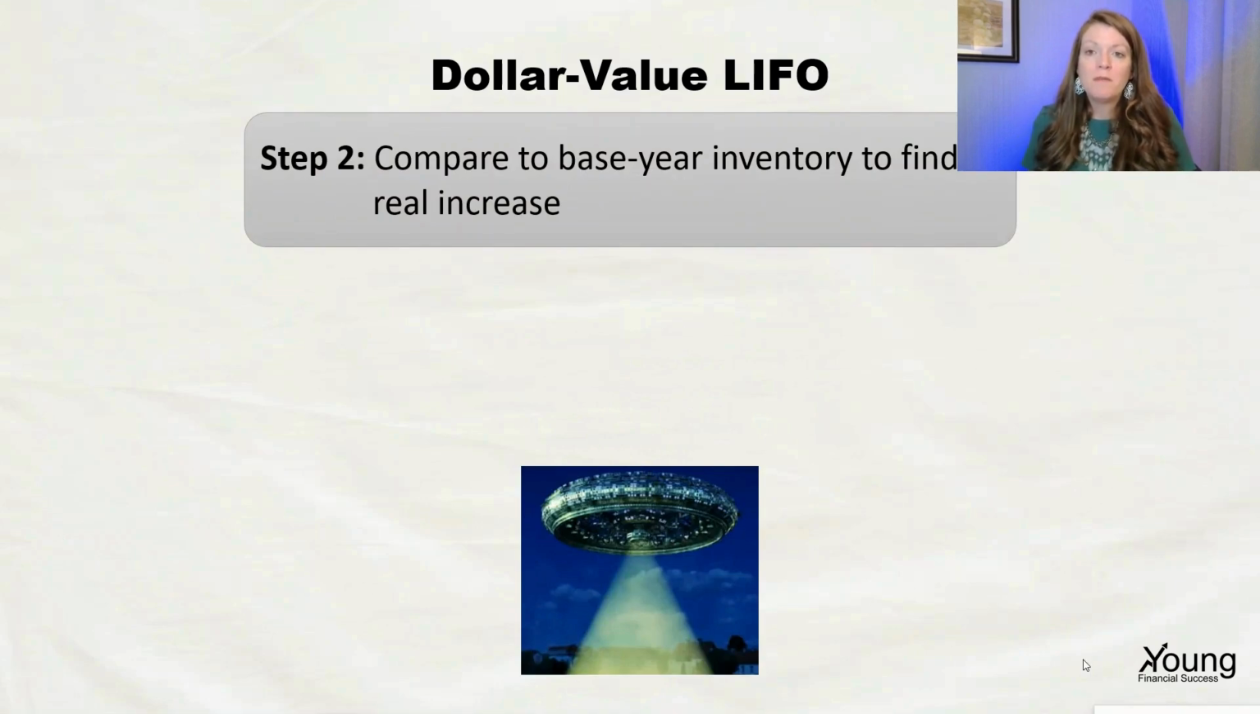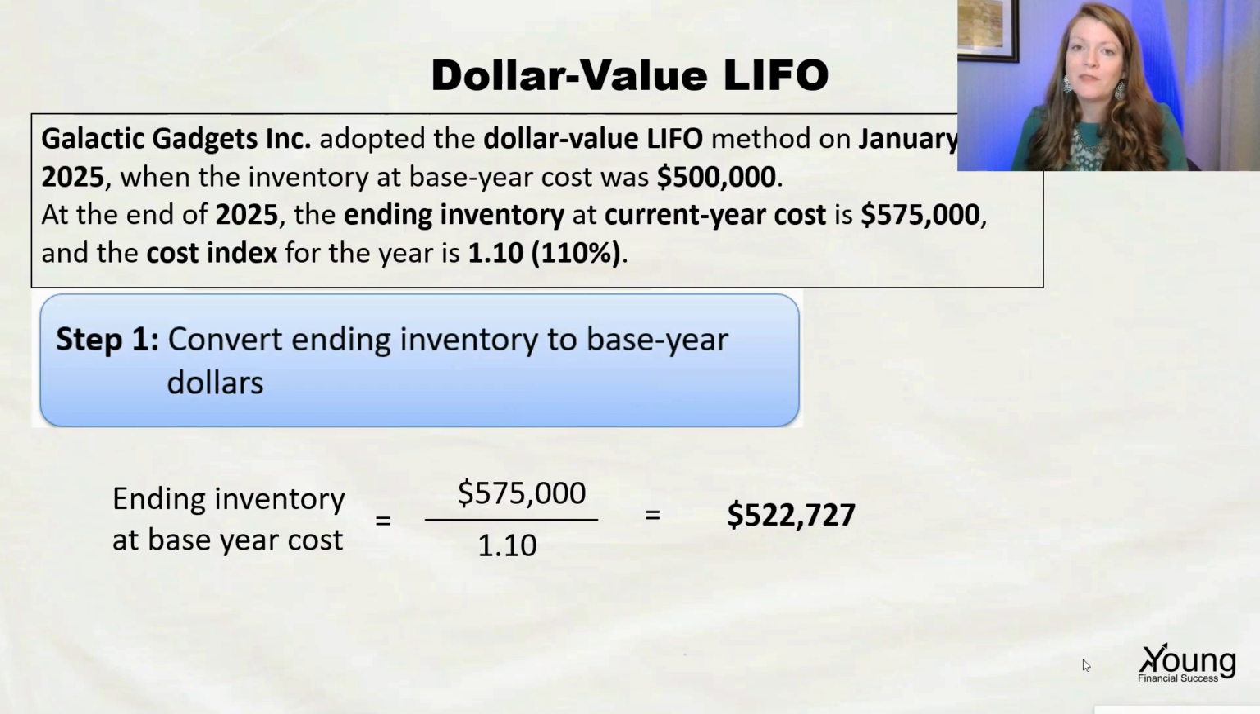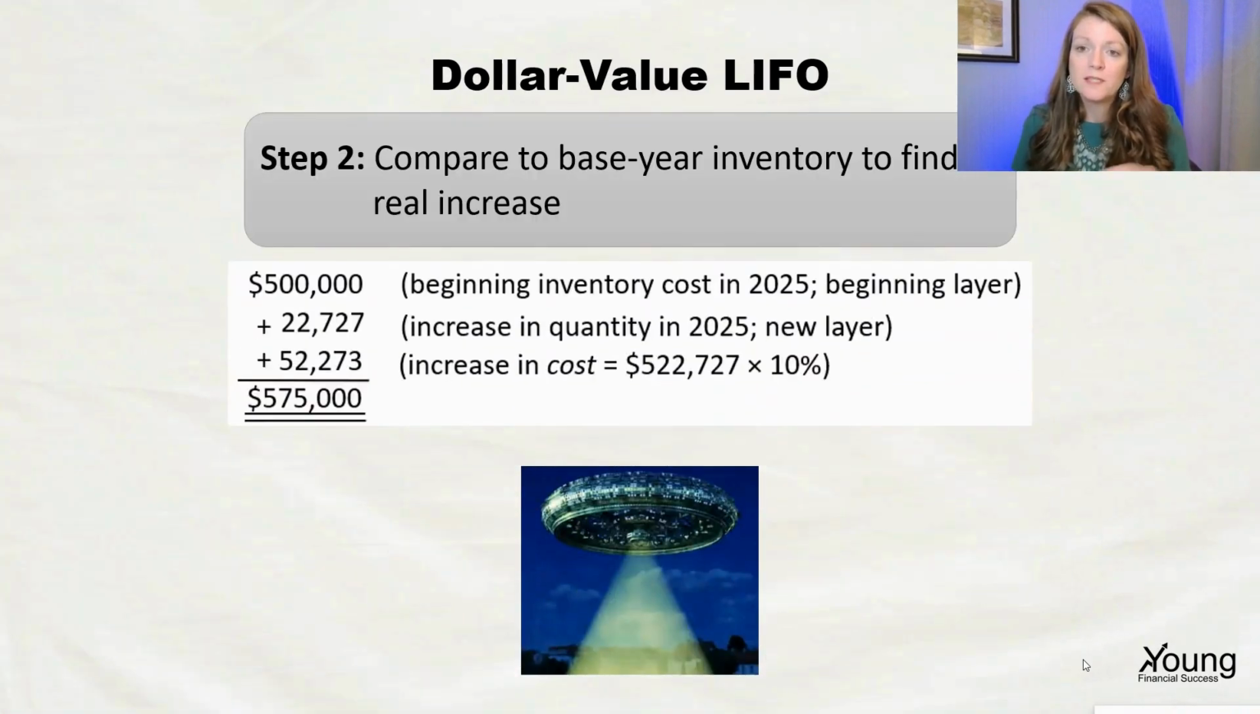Okay, so we're going to take that 522,727 that we got in step 1. And now we go to step 2, compare to the base year inventory to find the real increase. So we started out with 500,000. Then we see that the quantity would have gone up by that 22,727. This is where we got that from. I'm going to go back. So see, it was like saying, okay, considering what the inflation was, instead of 575, that same amount would have been the 522,727. So it went up from 500 to 522,727. So that helps us to see how much it increased because of quantity.